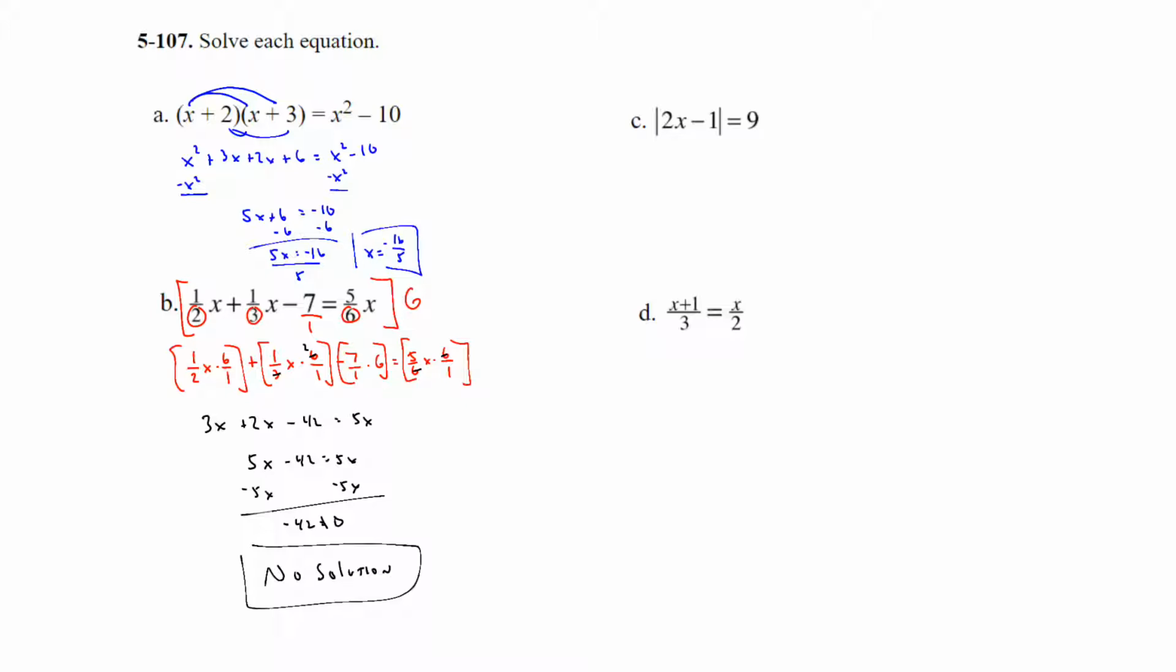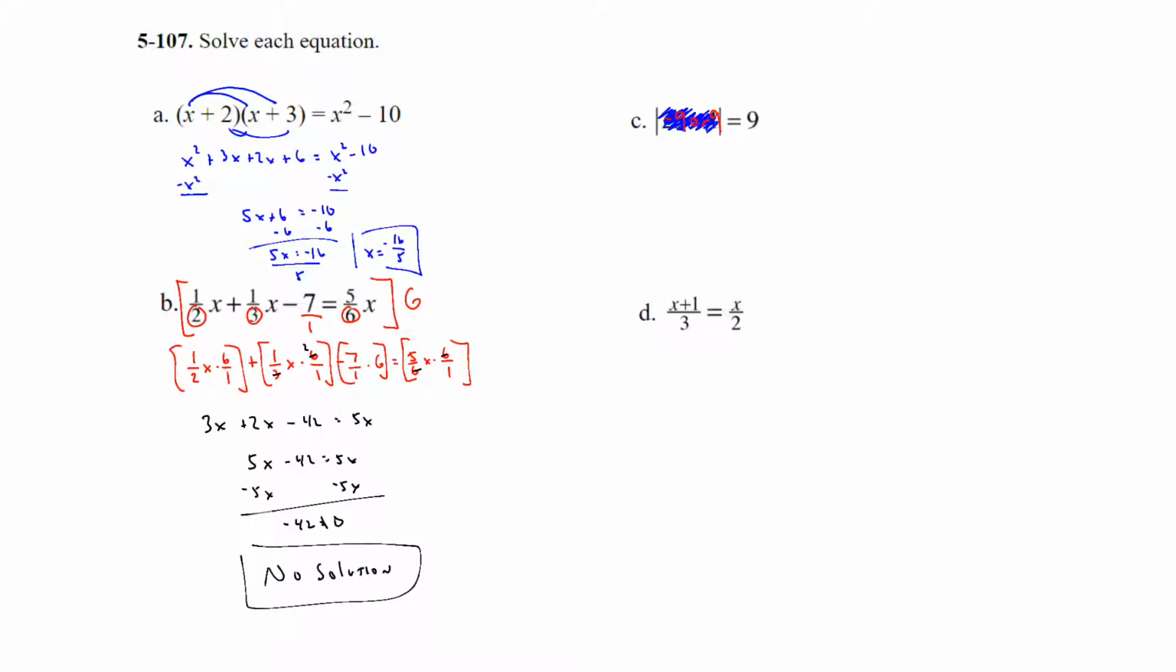Alright, on to C, we have an absolute value. Remember when we talked about absolute value? If we cover this up right here, and we ask ourselves, what can we plug in for that? We could either plug in negative 9 or 9.